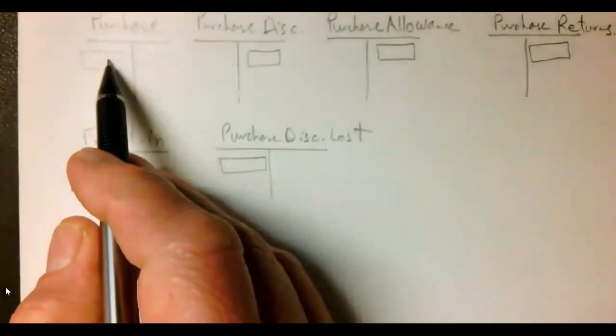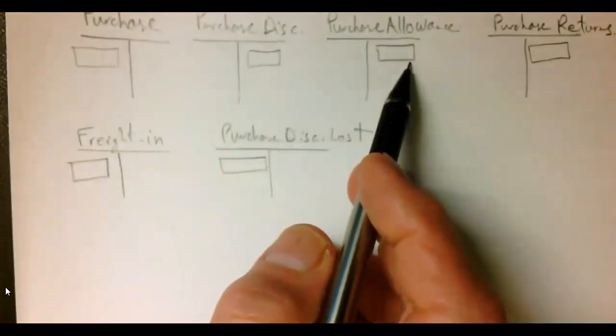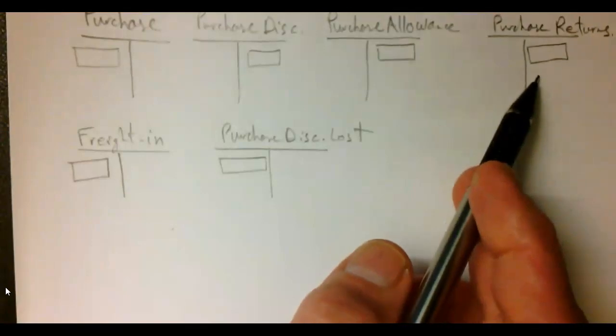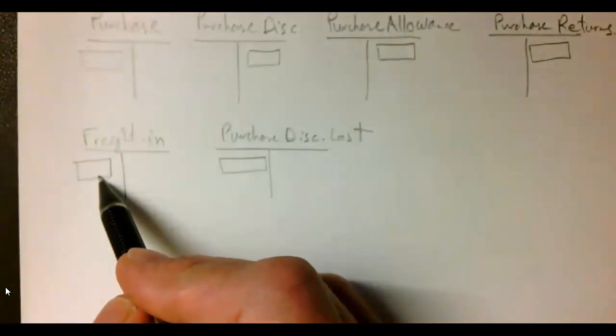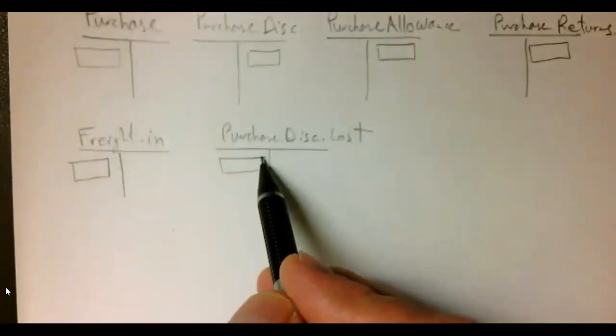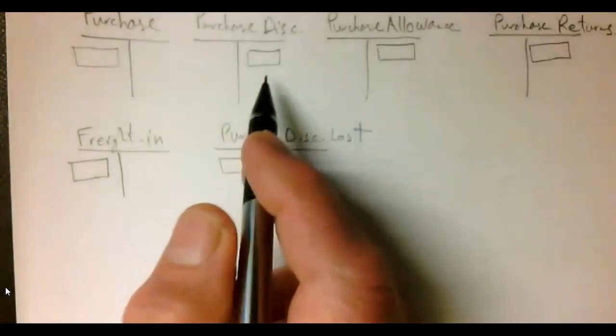So purchases, less purchase discount, less purchase allowance, less purchase returns will be net purchases. Net purchases plus freight in plus purchase discount lost equals total purchases. Make sense? Okay. Anyway, they need to be closed.